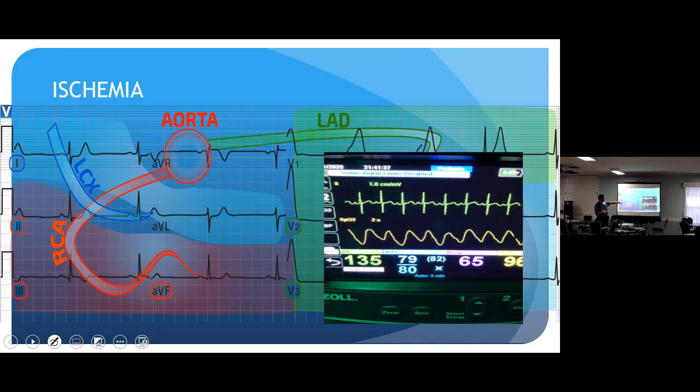What's wrong with this monitor right here? What do you see wrong with that one? Blood pressure. Yeah, that don't make sense, does it?